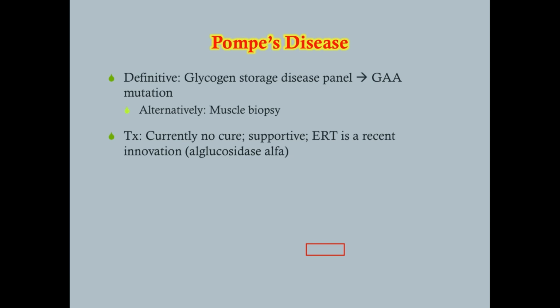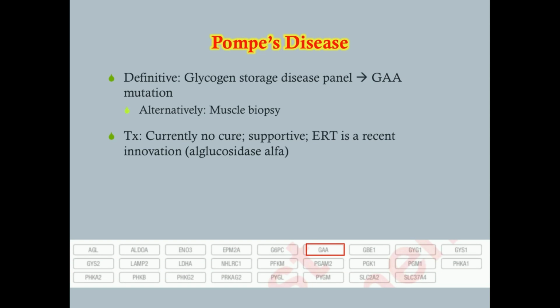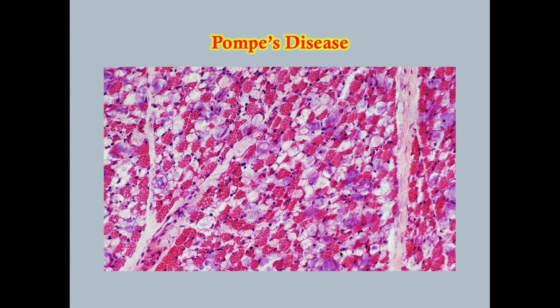Currently, there's no cure, but what you can do is a sort of high-protein diet. You can also do enzyme replacement therapy. That's kind of a more recent innovation, but it's called L-glucosidase alpha. You can look that up. But it actually has shown some promise. Okay, so Pompe's disease is this GAA defect.